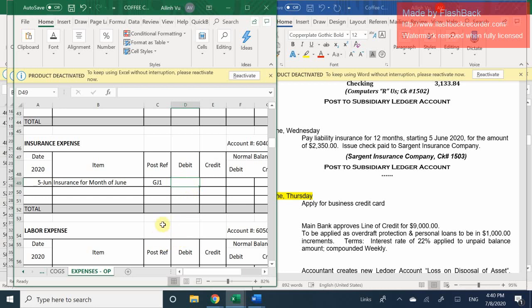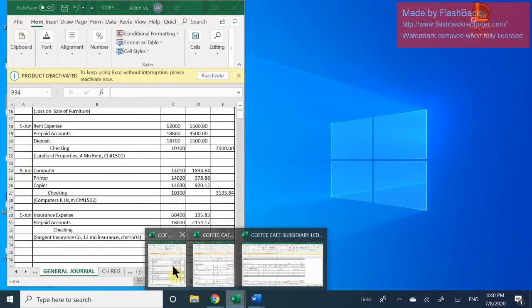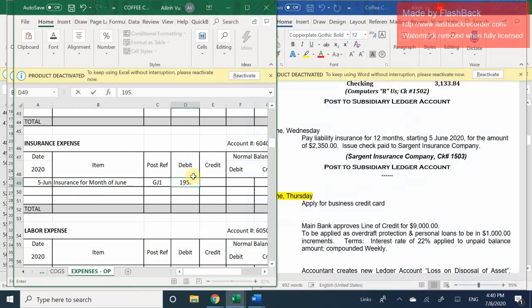All right. So how much was the insurance expense for? 2350. That's for the entire 12 months. No, just for the month of June. What was it again? 195.83. Yeah, 83. 195.83. Okay.